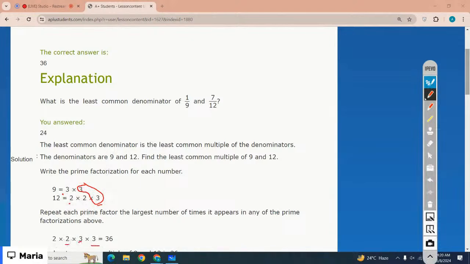So just multiply them and you can find the least common denominator of 9 and 12. That would be 3 times 3 is 9 and 9 times 4 is 36. So 36 is the least common denominator of 9 and 12. Got it? Okay, let's just start with the test questions.